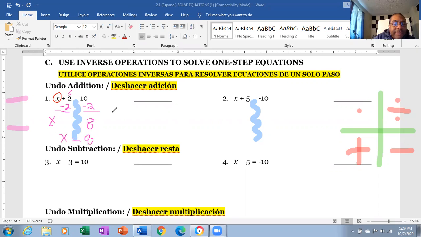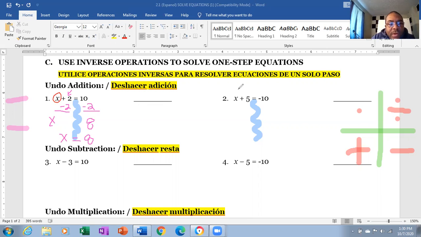So the answer: x is 8. See how we did that? We started here. We did the opposite of positive 2, which is negative 2. Negative 2 on both sides. 10 minus 2 is 8. 2 minus 2 is 0. Ten menos dos igual ocho. Positivo 2 menos que negativo 2 es 0. X igual 8. So x equals 8. That's how we solve that one.